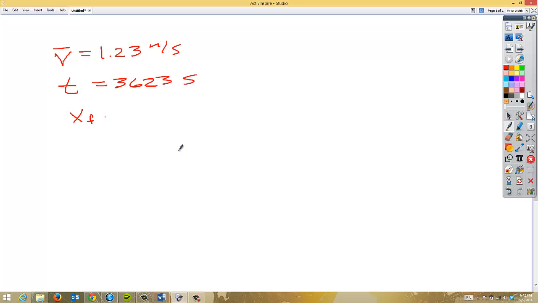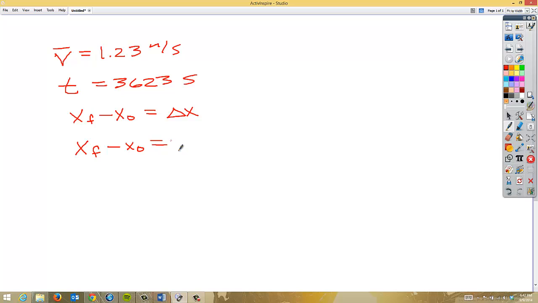So remember, displacement is XF minus XO. The other way you could write that is delta X, because remember that's just the change in the position of that object. And I know it does say at the end of the day he only worked for 3,623 seconds and got paid for a full day, so we can just assume that. Let's go ahead and plug everything in. So we have XF minus XO, or delta X, either way you want to do it.